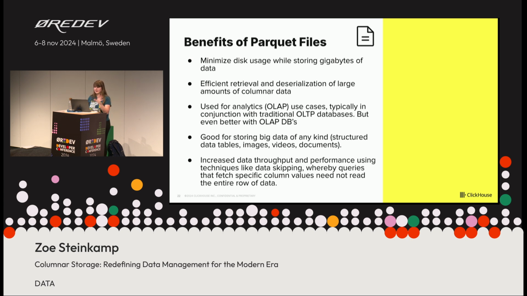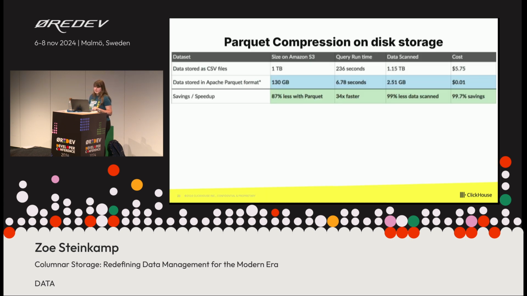Good for storing big data of any kind. I have to admit, I've only used it for structured data tables. I've never done images, videos, or documents, but apparently you can do that too. And increase data throughput and performance using techniques like data skipping. So this is straight from the Apache website, or a website like it, where they're saying they have data stored as CSV files on Amazon S3. They're talking about how much more efficient and faster it is, because there's 99% less data scanned, and the cost savings they're getting by storing their data instead in the Apache Parquet format.